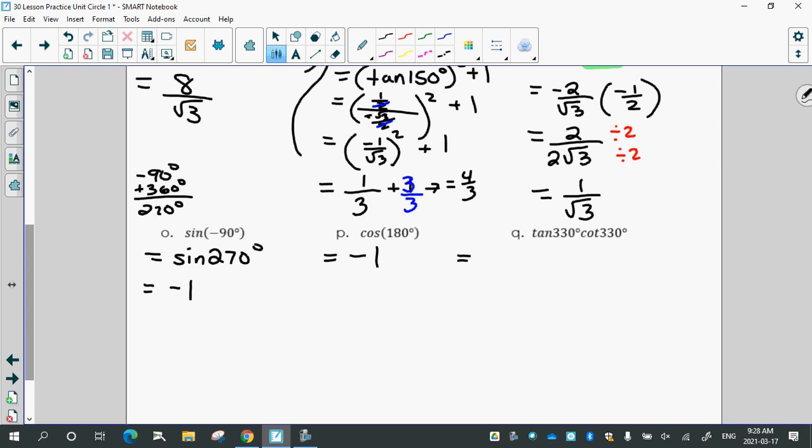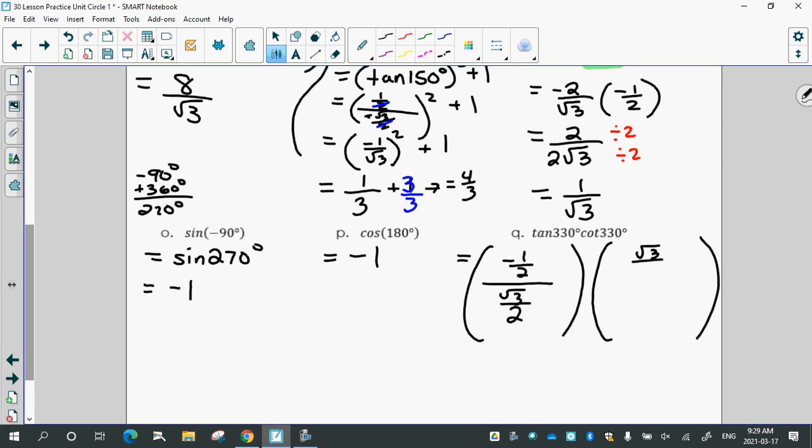And then the last one is going to have some crazy looking fractions. I'm going to make big brackets here. First up, the tan of 330, so I look up 330, I need the y value, which is negative 1/2, divided by the x value, which is root 3 over 2. Still looking at 330, but this time I'm dividing the x value, which is root 3 over 2, by the y value, which is negative 1/2. They're both out of 2, so I can do that much.